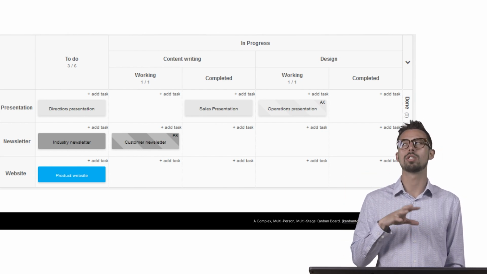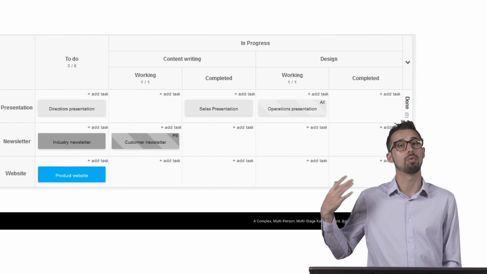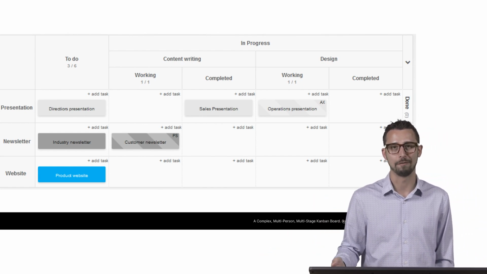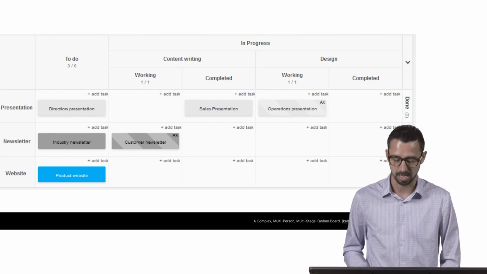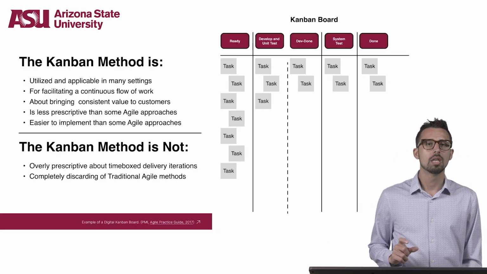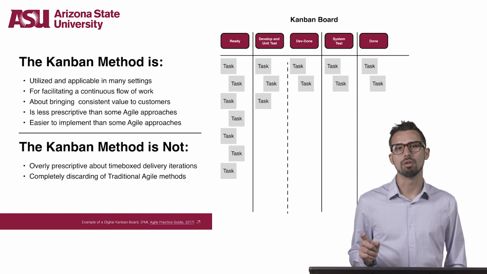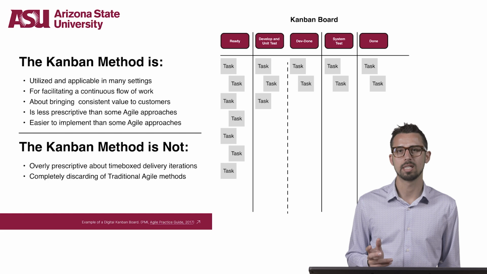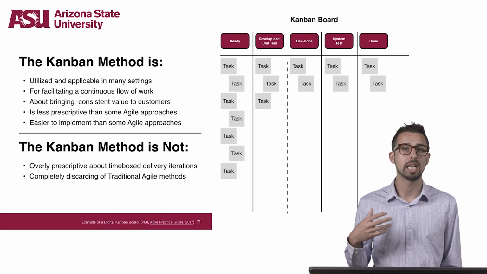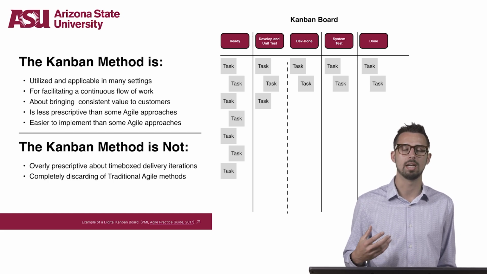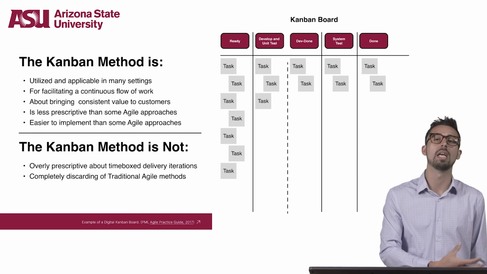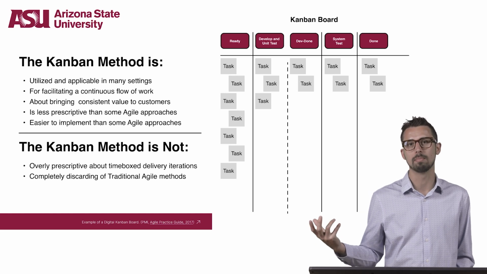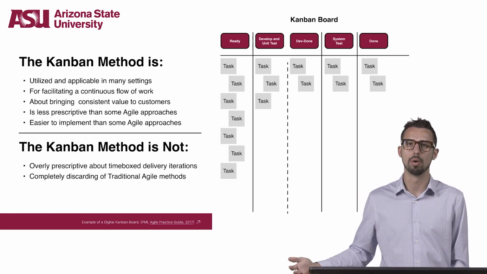But be careful, because too many stages can really quickly get teams feeling like they are working in a more sequential or waterfall method, when you really don't want that to be the case. The Kanban method is utilized and applicable in a number of settings and allows for a continuous flow of work, and really is aimed at bringing value to the customer. Again, remember, that is one of the key components of the Agile Manifesto.